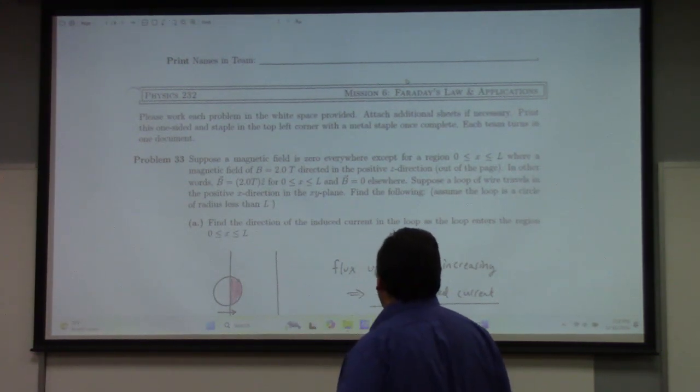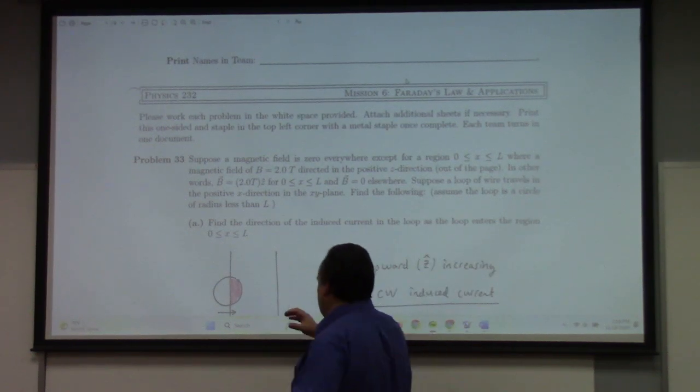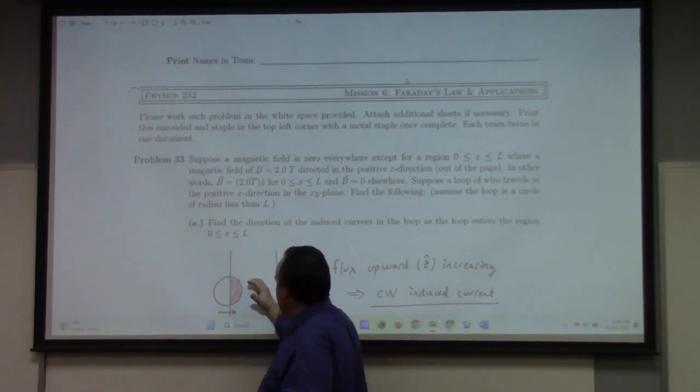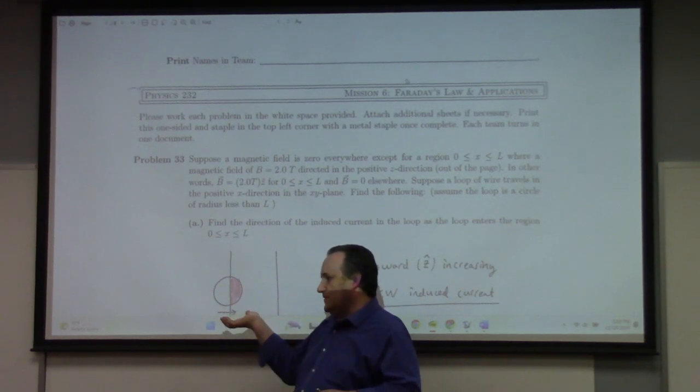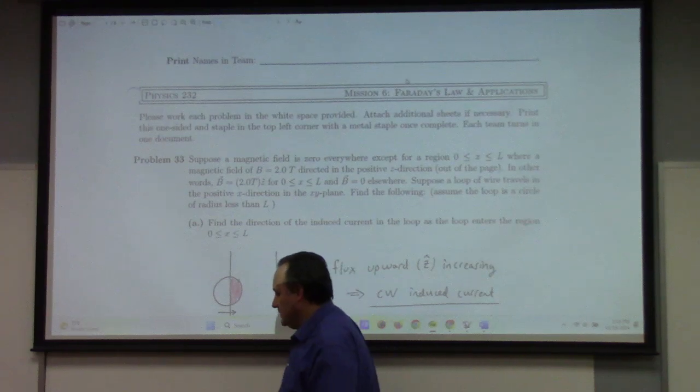Find the direction of the induced current as the loop enters the region. So as the loop enters the region, the magnetic field is coming out of the page at you. So it's increasing, right? So to decrease the amount of flux going out of the page through the loop, we want the induced current to go the other way, so clockwise.